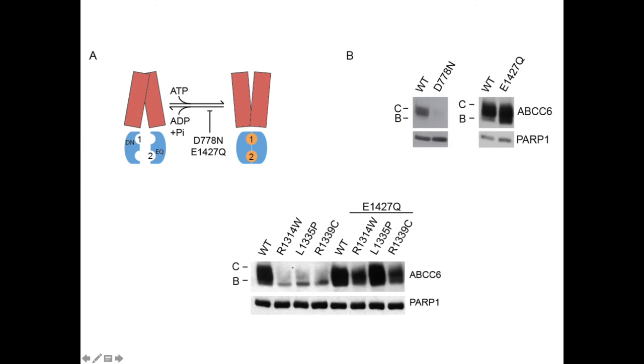So we make the second mutation and introduce this glue mutation so that we trap the nucleotide binding domains. We put this mutation in the wild type background, and you can see it basically doesn't affect the wild type protein. Now when we put this E1427Q on the three disease associated alleles, we see a robust return of protein production, meaning when we glue these two things together, we fix the defects that are associated with the mutations in nucleotide binding domain two.